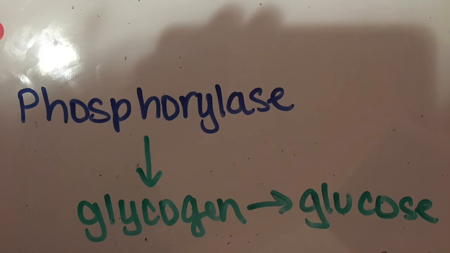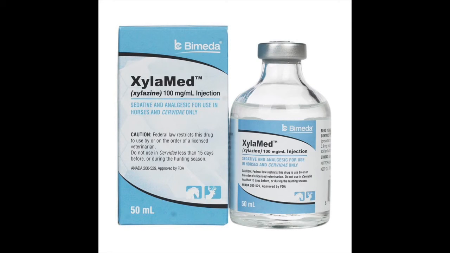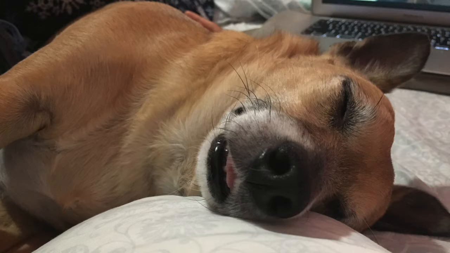Phosphorylase causes the breakdown of glycogen and releases the glucose molecules into the bloodstream, which in this scenario is the desired cellular response. The interaction of medicinal drugs and GPCRs can be seen in xylazine, which is a sedative and analgesic drug commonly used in veterinary medicine for the sedation of animals. Xylazine is an alpha-2 adrenergic receptor agonist. The alpha-2 adrenergic receptor is a type of GPCR.